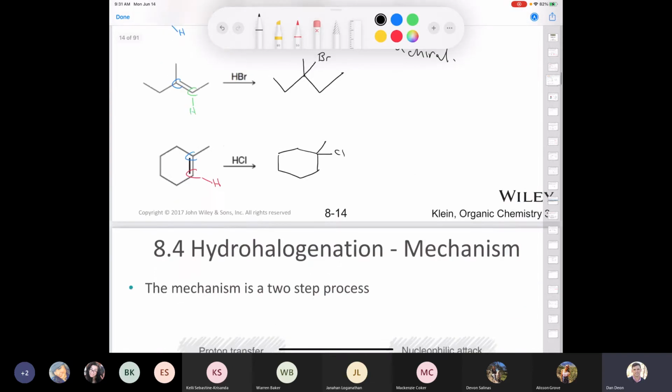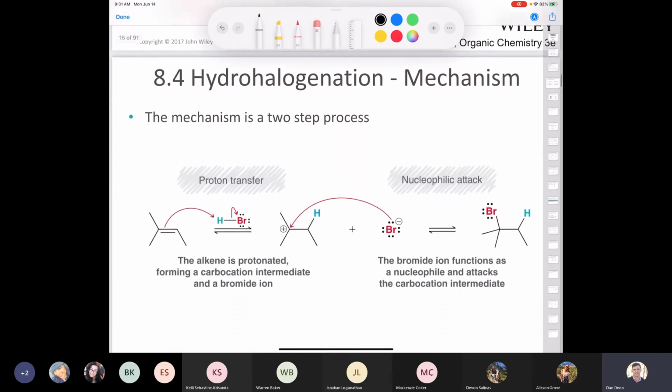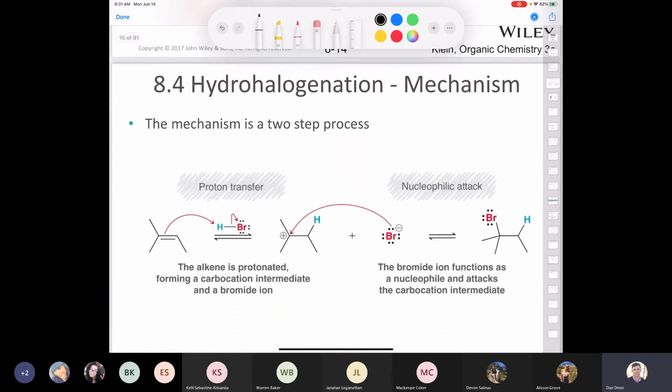Okay, so let's take a look at the mechanism of Markovnikov addition. Good news, it's not long. It's a 2-step process. It's a proton transfer followed by a nucleophilic attack. So in the first step, your pi bond, the pair of electrons, kind of behaves as a base, and it accepts a proton from the HBr, and you form a carbocation.